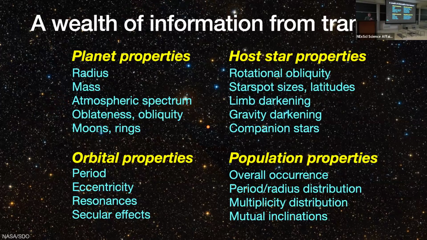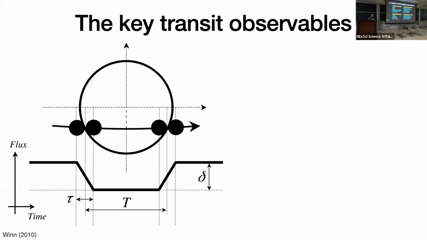There's a whole range of other properties that we can learn about the planet's orbit, about the star that it's going around, and about the population properties of transiting planets, which will be our focus today. So first, though, let's just remind ourselves of the key transit observables.